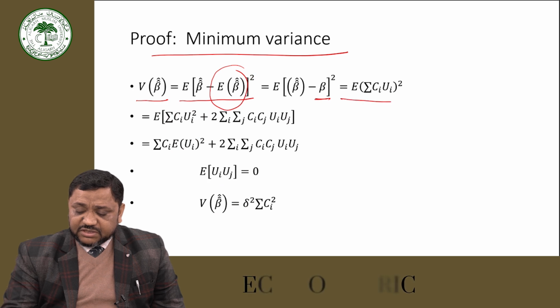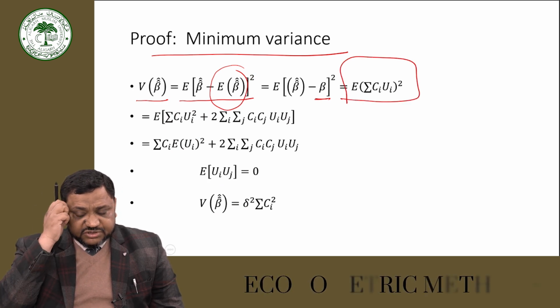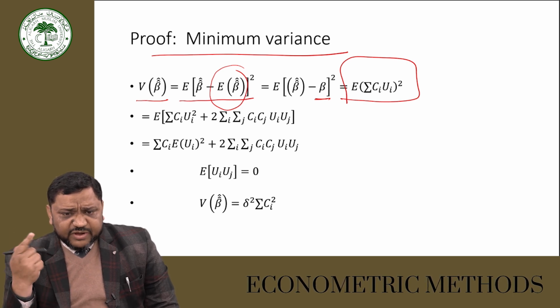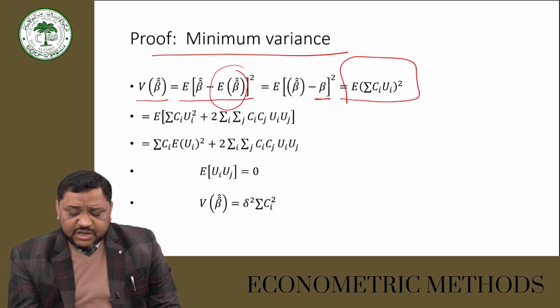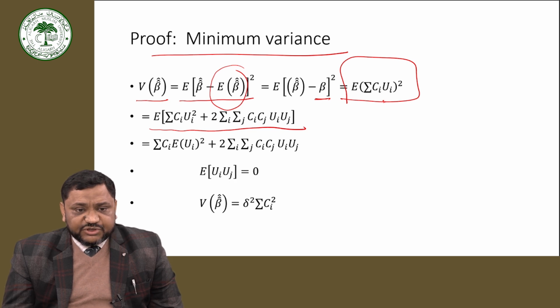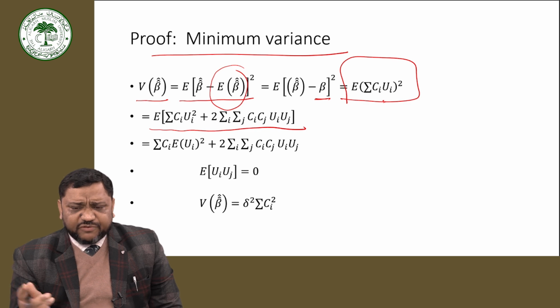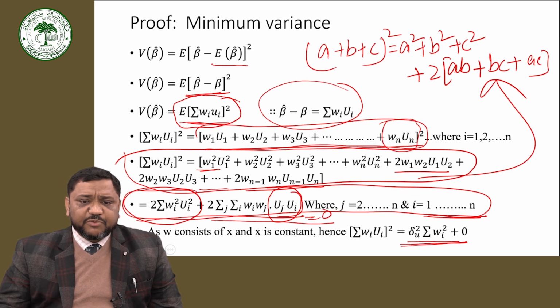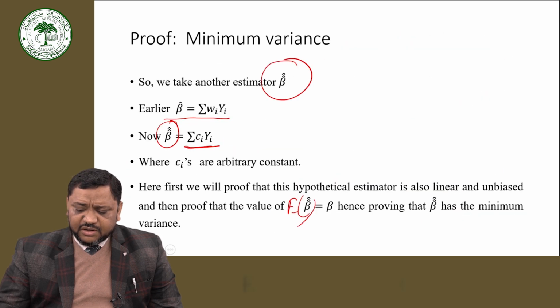From this we can write this as equal to the expected value of summation Ci ui, whole square. Now, using the same logic which we used earlier, we can open this term and write it as the expected value of summation Ci square ui square plus 2 summation i summation j Ci Cj Ui Uj. The same logic, using the same formula, we can write it like this.